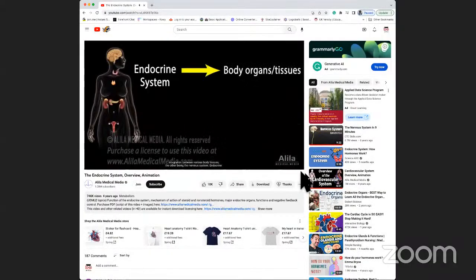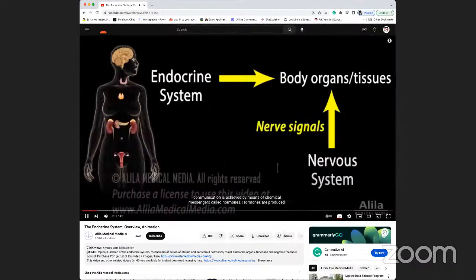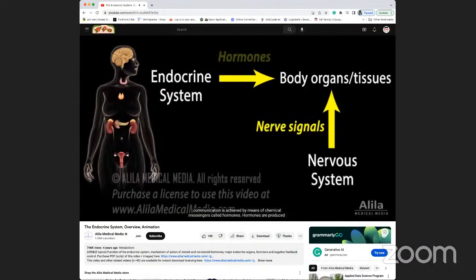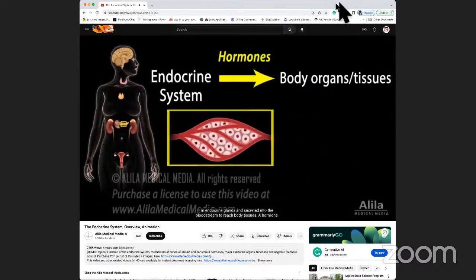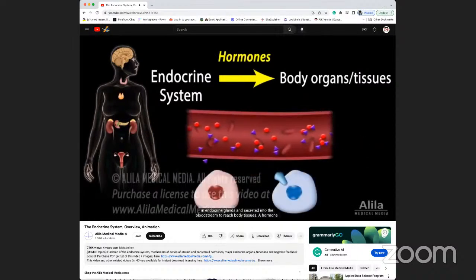The endocrine system is one of the two systems that are responsible for communication and integration between various body tissues, the other being the nervous system. Endocrine communication is achieved by means of chemical messengers called hormones. Hormones are produced in endocrine glands and secreted into the bloodstream to reach body tissues. A hormone can travel wherever the blood goes, but it can only affect cells that have receptors for it. These are called target cells.